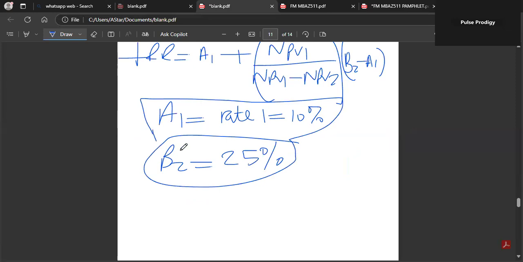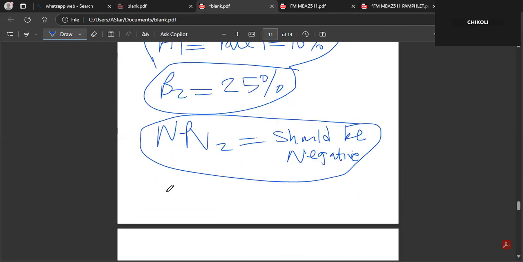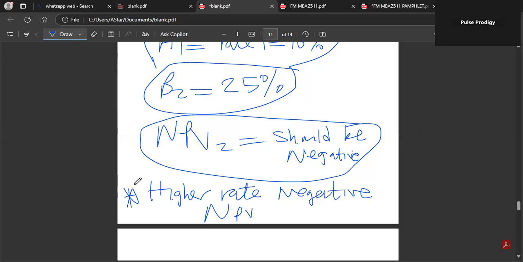Try by all means to make sure that you don't use a rate that is as close as possible to the initial one, because you still get a positive one. Here, for internal rate of return, the NPV2 should be negative. So the higher the rate, NPV2 should be what? Should be negative. Okay. So a higher rate will give you a smaller NPV. Higher rate will give you a negative NPV, which is the negative net present value.